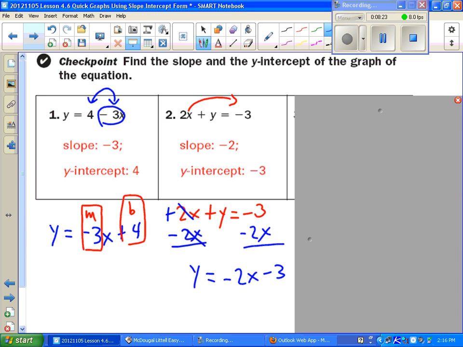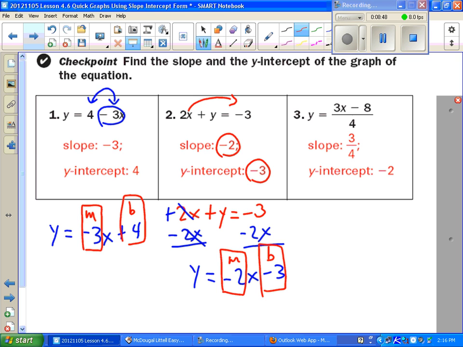So this is now in slope-intercept form. Y equals something times x, or mx, and it's the negative 2. Don't leave your negative off, plus b. Plus b is the same thing as minus b. So it's going to be a negative 3. So your slope is negative 2, your m is negative 2, and your y-intercept, or your b value, is not positive 3, but it's negative 3.